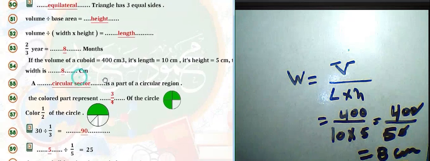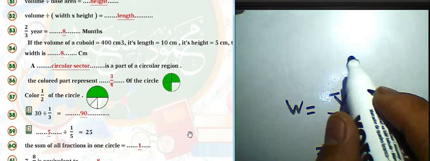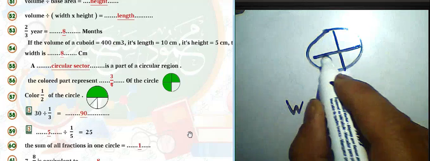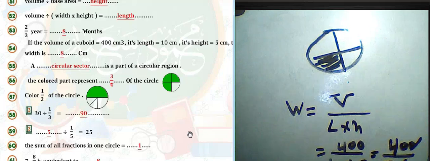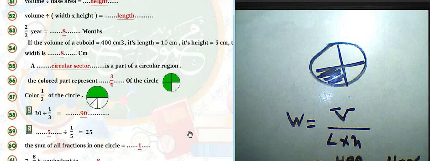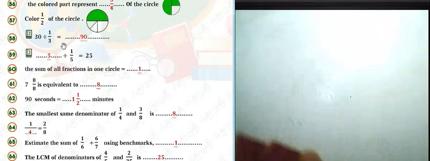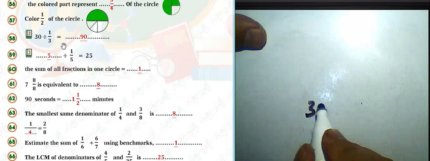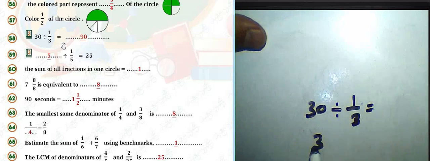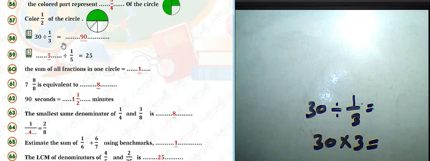A circular sector is a part of a circular region. We call this part a circular sector. The colored part represents 3 over 4 of the circle. To color half of the circle, we must color this part. 30 divided by 1 over 3 equals 90. Write 30 here, multiplied by the inverse of 1 over 3, which is 3. 3 times 30 equals 90 degrees.